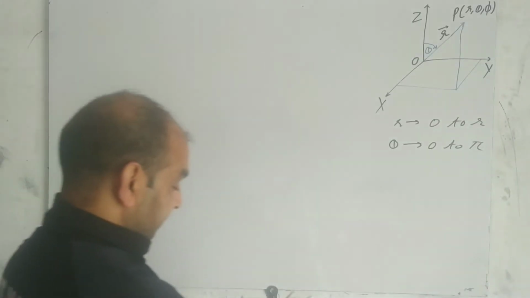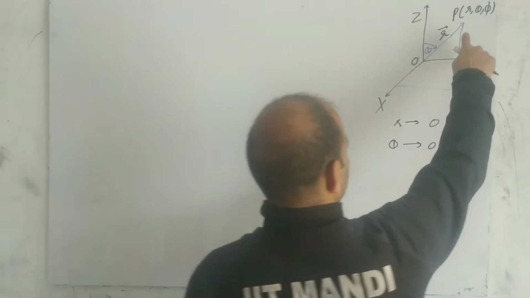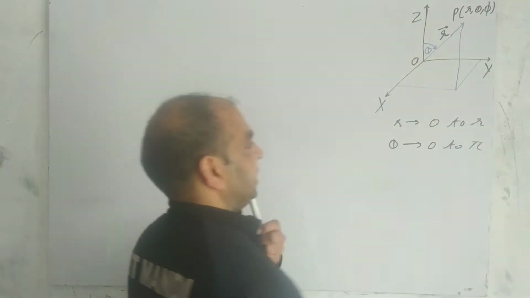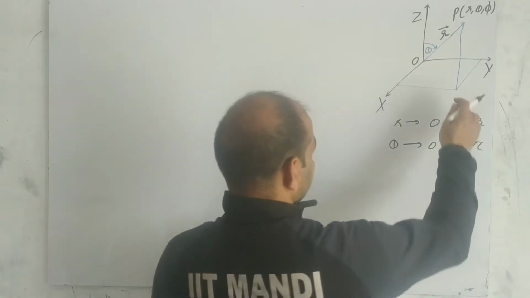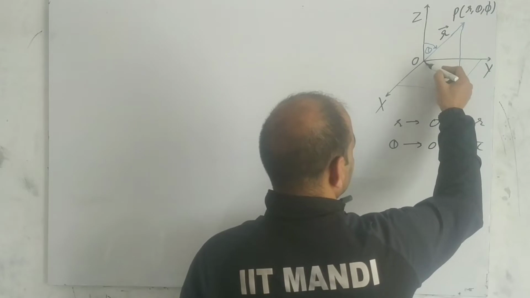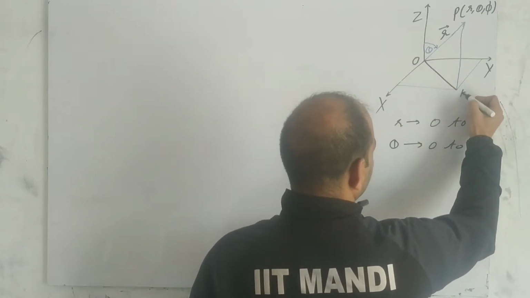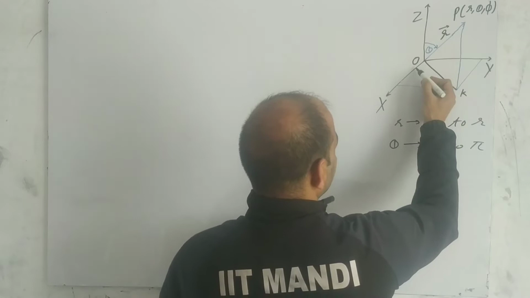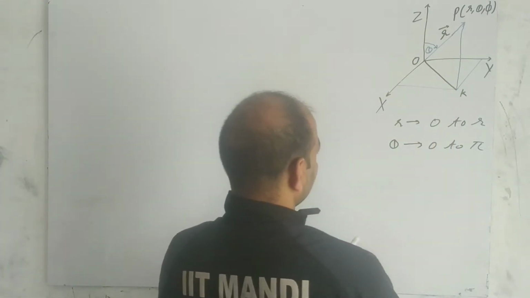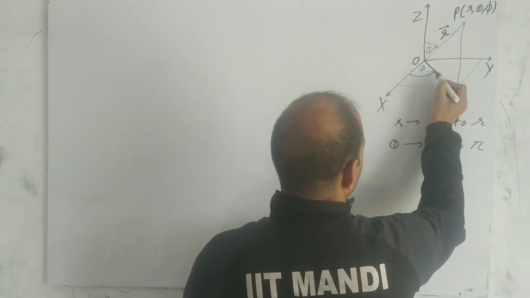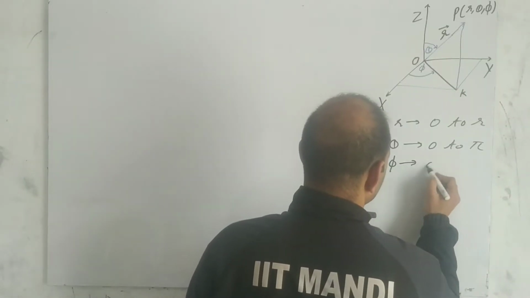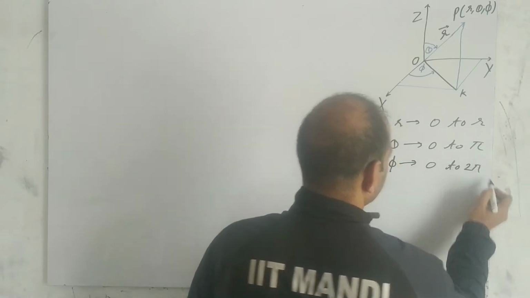Now what is phi? If we take the projection of this point P on the xy plane, then the angle made by this diagonal with the x axis is phi. This is angle phi. The range of phi is, this phi can change from 0 to 2 pi.